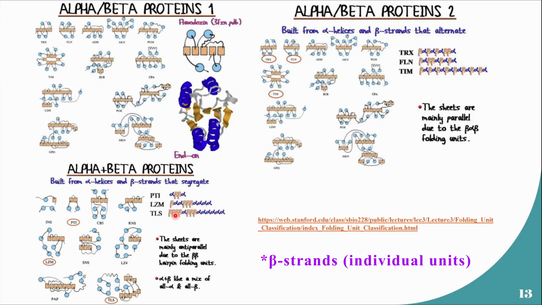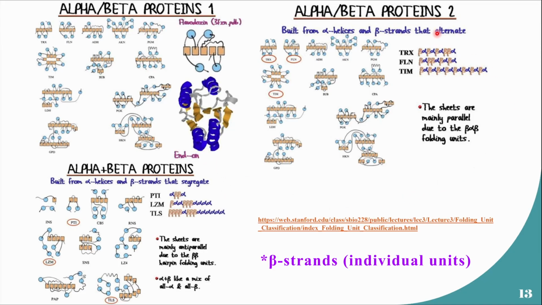So basically there is an alternate pattern of alpha helices and beta sheets. However, these alternate patterns do not involve a single alpha helix and then a single beta sheet and then a single alpha helix and then a single beta sheet and so on. It does not follow like that. What happens is that multiple alpha helices and multiple beta sheets alternate between one another. So that will be classified under alpha plus beta.